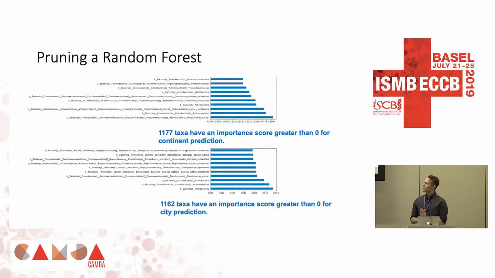So we wanted to see what kind of things we might plan to do in the future to make this model more accurate. One of the things was how we can prune out features or select for the most meaningful features. We looked at our random forest, and we found that 1,177 taxa have an importance score greater than 0 for the continent predictions. And we found that 1,162 taxa have an importance score greater than 0 at the city level. So we think we might, in future analysis, select for just these features and see what kind of results we get.